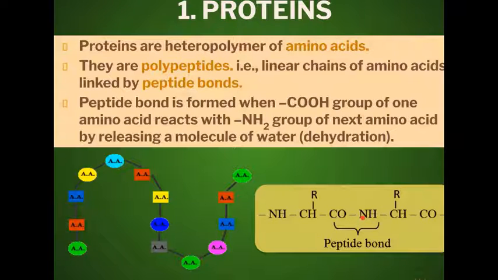If you remember, what did we study in amino acids? The amino acid had an amino group and an acidic group, right? So these bond together to give you a peptide bond. This occurs by dehydration. That is, one water molecule is removed during this process.